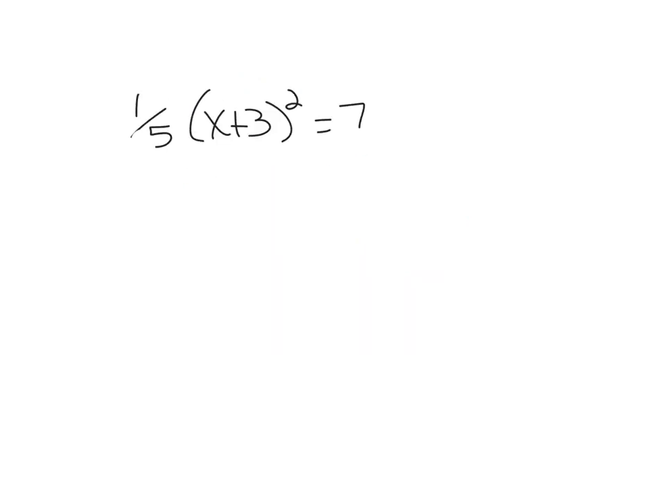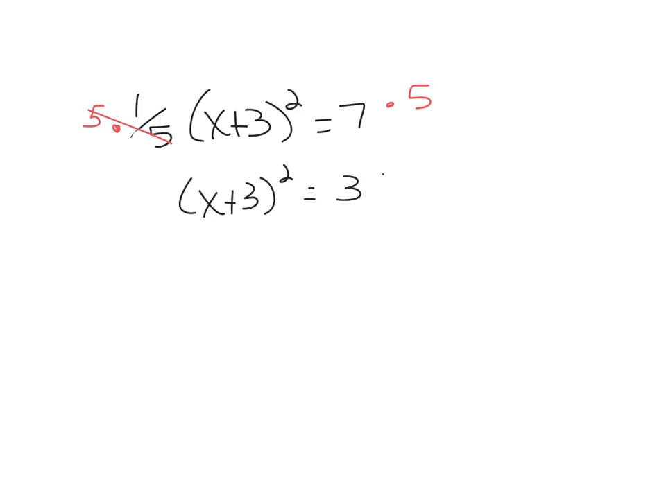Okay, one more. Last one. This one's a little different because it's got a fraction, plus it's got a parentheses with a square. What I'm going to do is make the fraction go away first like we did earlier in the year. A fraction bar means divide, so I'm going to do the opposite. I'm going to multiply both sides by 5 first. And what happens over here, it just cancels. So I get the x plus 3 squared, and over here I have 35.